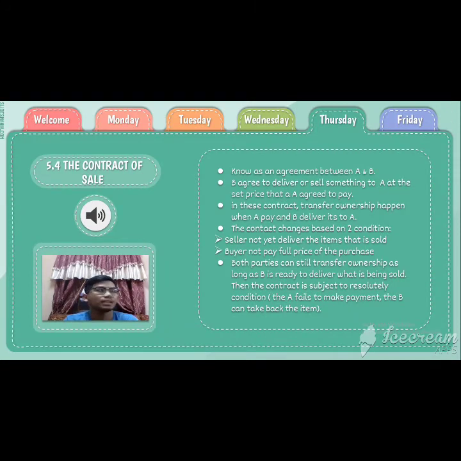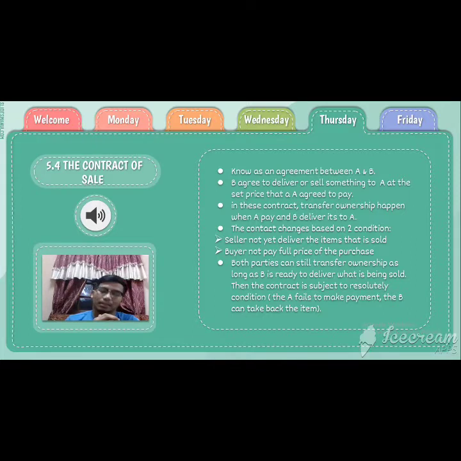My number is 263253. Alright, so I present the subtopic 5.4, which is the contract of sale. Do you know about the contract of sale? I can define it as an agreement between A and B. For example, Ahmad wants to buy a car from Ali. The agreement begins when B agrees to sell something to A at a set price.